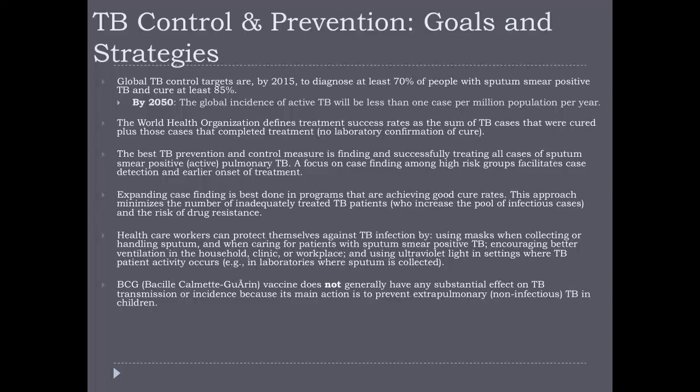By 2050, the global incidence of active TB will be less than 1 case per million population. That is the term that they use in this case for elimination of TB. So they want TB to be eliminated as a public health concern by 2050. It'll be interesting to see whether they get to that. I'm hoping they will, but time will tell.